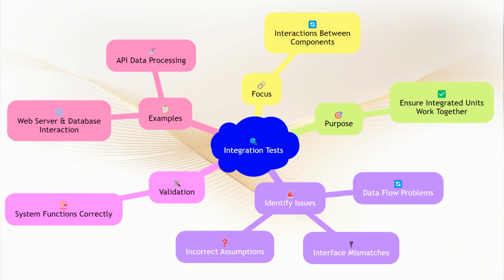Examples of unit tests include testing a function's output given specific inputs or verifying that a method handles edge cases correctly. Integration tests focus on the interactions between different components or systems. These tests ensure that the integrated units work together as expected. Integration tests are crucial for identifying issues that may not be apparent in unit tests, such as data flow problems, interface mismatches, or incorrect assumptions about component interactions. By running integration tests, teams can validate that the system as a whole functions correctly.